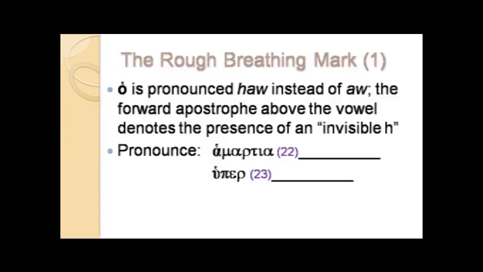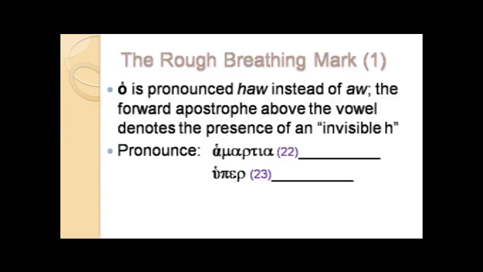So what we have right here is omicron with a rough breathing mark above it. So instead of pronouncing it as ah, which would be omicron by itself, you instead pretend that there's an H in front of it, so it becomes ha. Okay, so basically the little forward apostrophe means that there is essentially an invisible H. It's not actually on the page, but you pronounce it as if there was an H there.